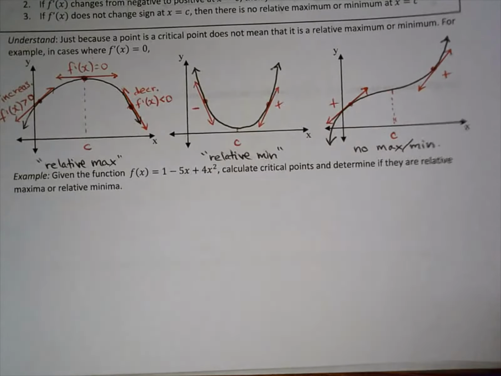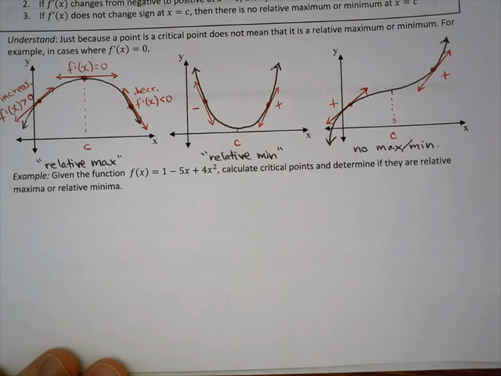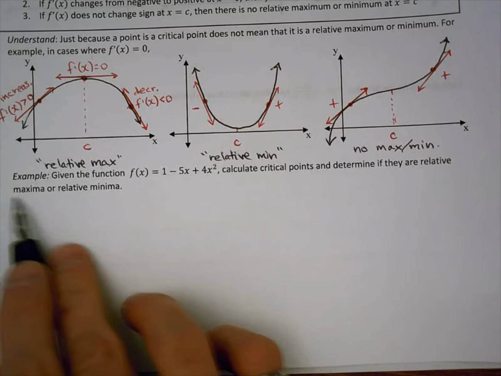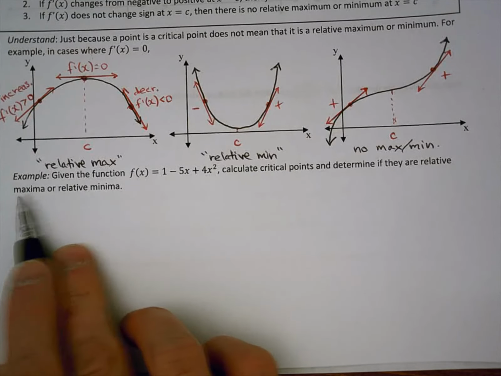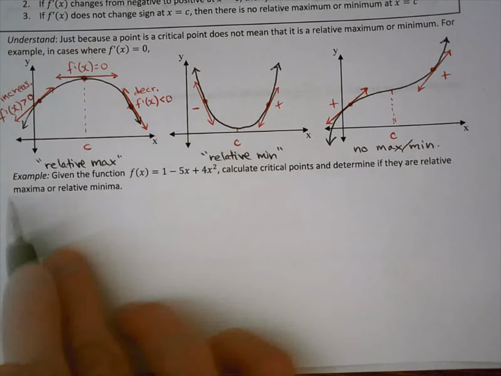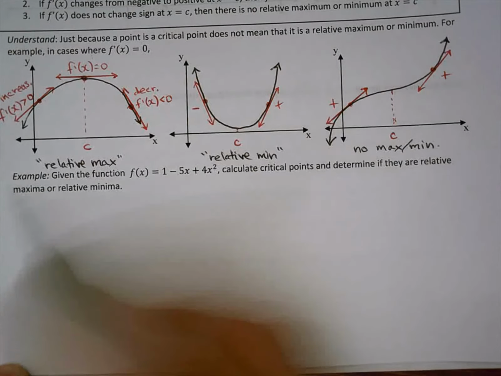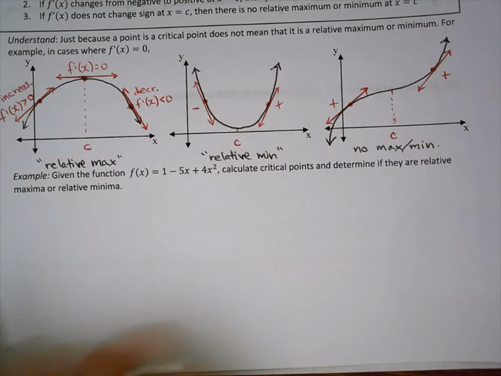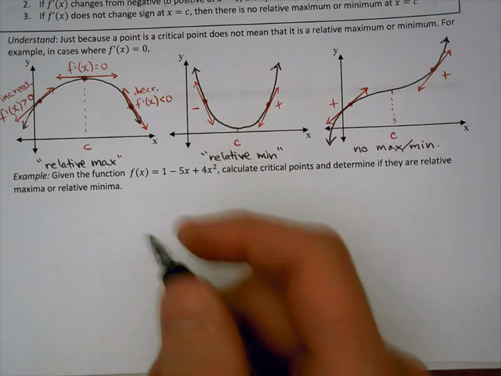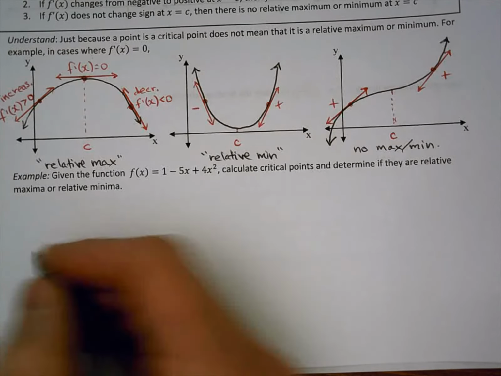So let's do 2 examples to drive this home a little bit. Okay. Given the function f of x, calculate the critical points and determine if they are relative maxima or relative minima. This is another language thing. Maximum refers to one maximum, but you could have many, which would be maxima. Technically, that's the right way of saying things. It's like the difference between one datum and many data points. Okay, regardless, as long as we understand what it's saying.